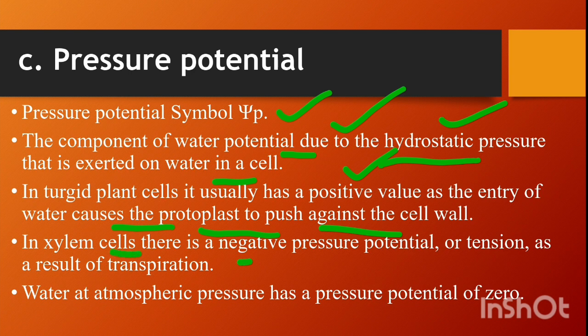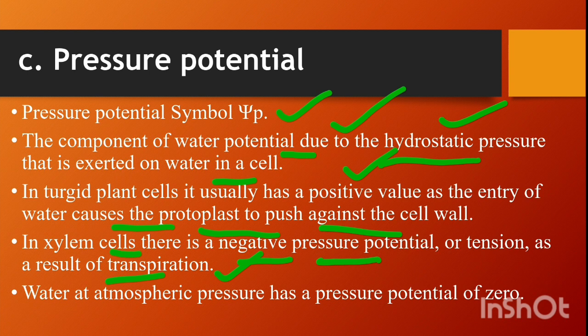The xylem cell always has a negative pressure potential as a result of transpiration, because through transpiration a lot of water is released to the atmosphere in the form of water vapor. So the pressure potential in xylem cells is always negative because by transpiration maximum water is released to the atmosphere in the form of water vapor. Ultimately it will create a tension and pull the water from the soil, which is known as the transpiration pull.